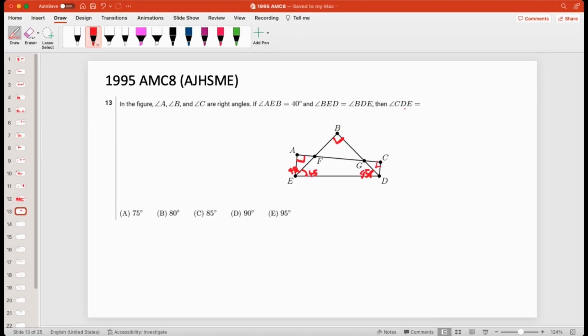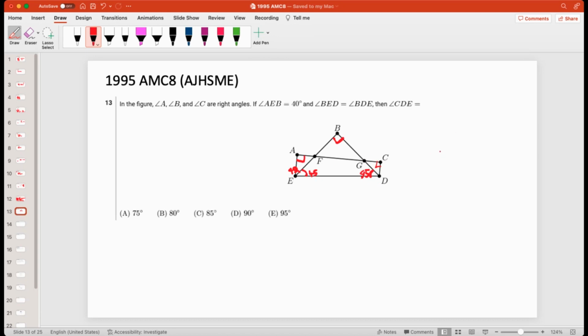Okay, then they want to find CDE. So they want to find the total of this, right? So let's see how we do that. Okay, so let's take this quadrilateral now.